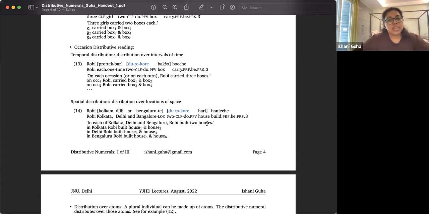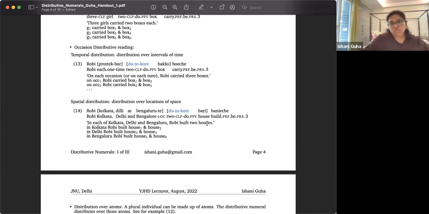Spatial distribution, this is also another kind of occasion. So occasion distribution is a cover term, not used by everybody, but used by Champollion and some other people to cover both temporal and spatial distribution, because theoretically they sort of form a category, the spatiotemporal aspect of an event. So that is called the occasion.